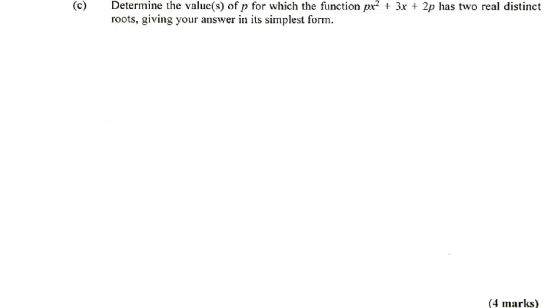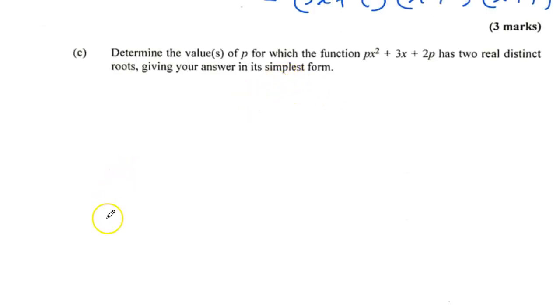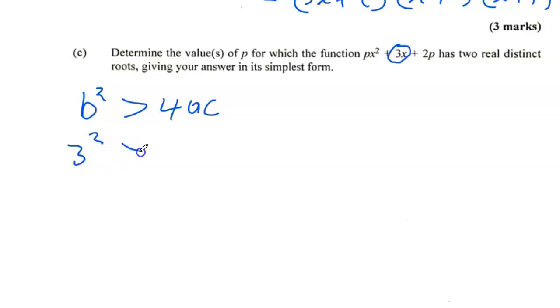Determine the values of p for which the function has two real distinct roots, giving your answer in the simplest form. Now a quadratic function has real and distinct roots when b squared is bigger than 4ac. So b is the coefficient of the x, so b is 3. So 3 squared must be greater than or equal to 4 times a times c.